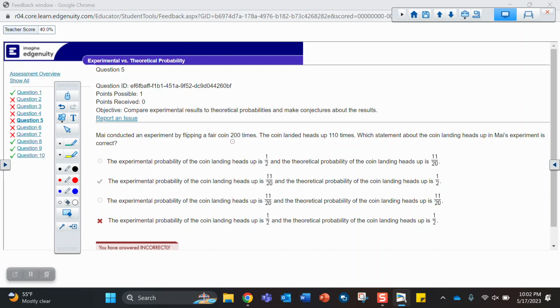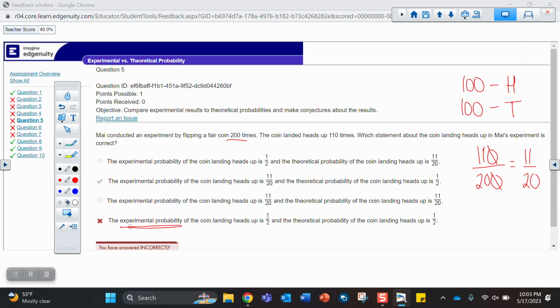So again, if we do it 100 times or 200 times, we are expecting, in theory, 100 of them should be heads and 100 of them should be tails. So the experimental probability of the coin landing up is 11/20. If you take 110 out of 200, I can divide by 10 on both of those, I get 11/20. That is the experimental probability. Theoretical probability is 1/2. That's also right. So it's the second one here.